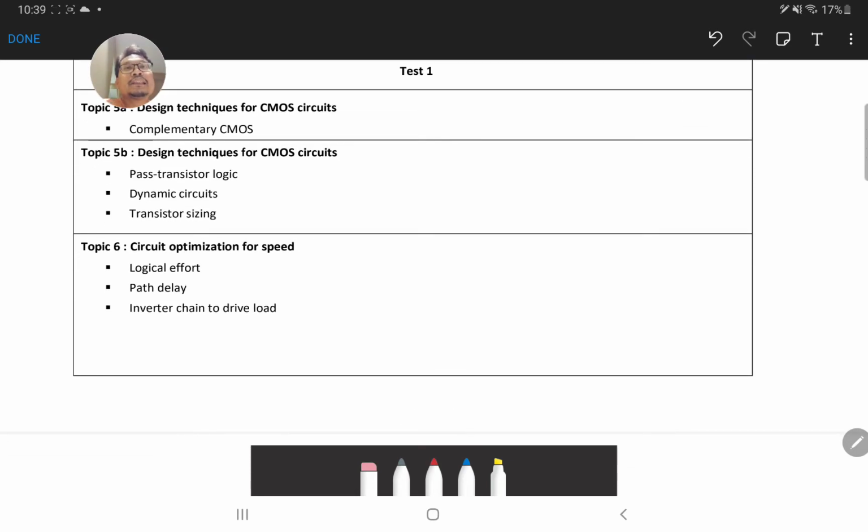Okay, maybe Boolean equation, how to get your transistor level circuit, VLSI circuits from combinational logic. Okay, complementary CMOS, and maybe we can also add sequential logic there. Topic 5b, we are going to look at pass transistor. Okay, pass transistor normally used in sequential logic. We're going to look at what it means by dynamic circuits, and how you size your transistors, for maybe good delay, equal low to high, high to low propagation delay, and so on.